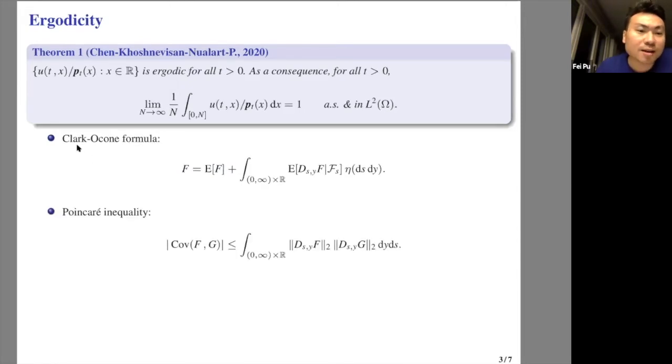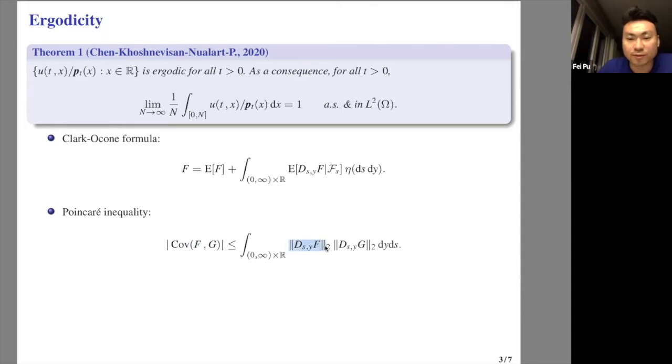Now, from this Clark-Ocone formula, we can derive the following inequality, which is called the Poincare inequality. Here, we choose two variables, f and g, and look at the covariance between f and g. From this formula, the covariance between f and g is equal to the expectation of the product of two stochastic integrals. Then we can use Ito isometry and some inequalities such as Holder inequality and Jensen's inequality, and we can bound this covariance by this integral.